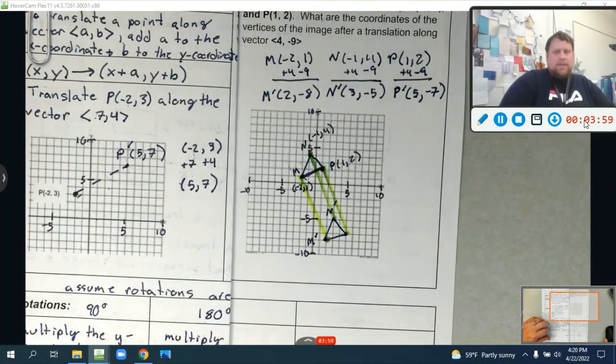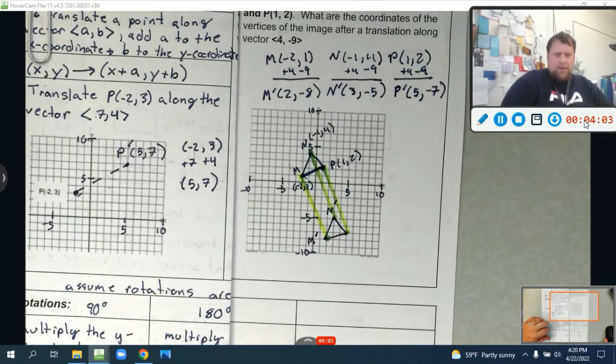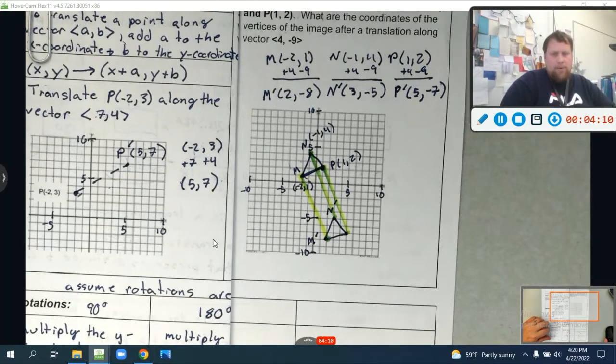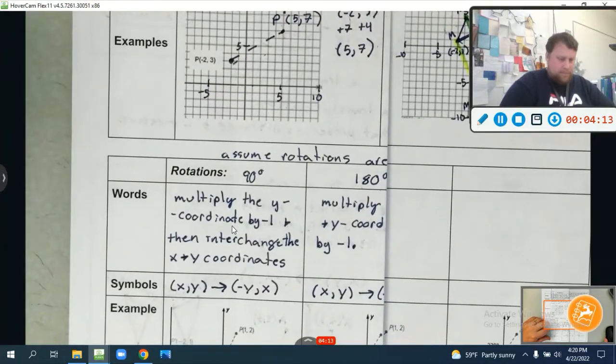Okay, so that's a translation, and that's an easy way to do it. The vector is real nice. Just write it underneath each one, do the addition or subtraction, come up with your new image, right, which is your prime point.